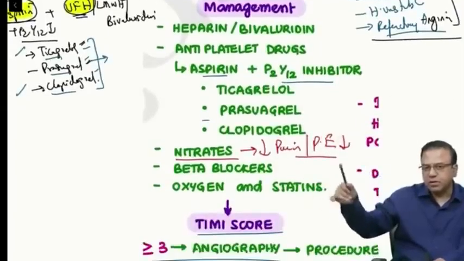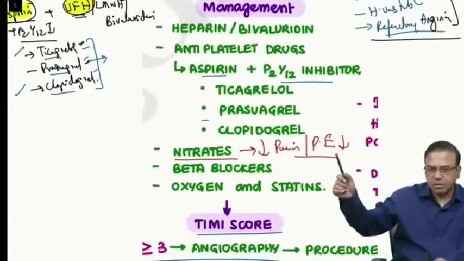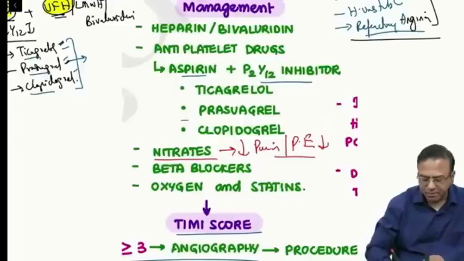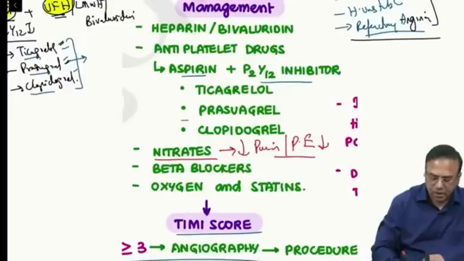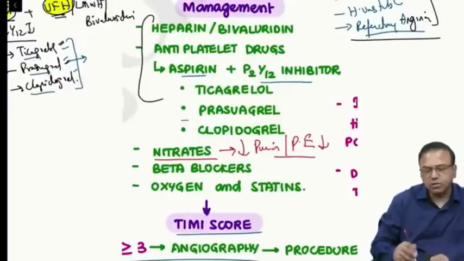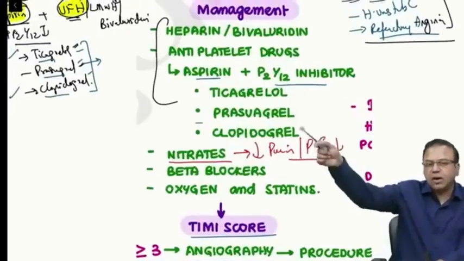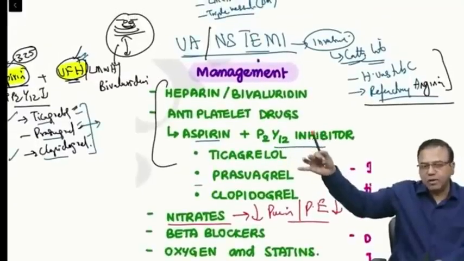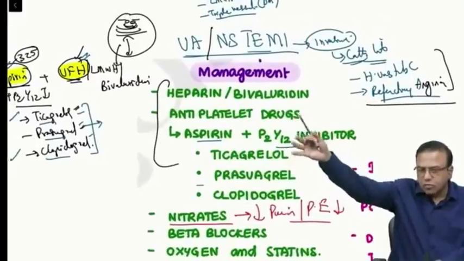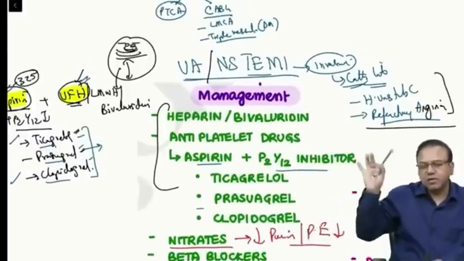So nitrates are used, they reduce pain, they reduce the pulmonary edema, but may not actually improve mortality. So be careful. Given a choice between heparin, antiplatelet and nitrate, choose antithrombotic. Antithrombotic includes aspirin and heparin together. That's called antithrombotic treatment. Antithrombotic is superior to nitrate in the management of STEMI.